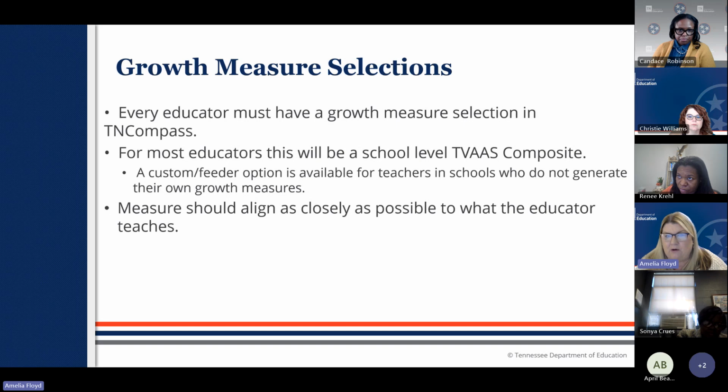For most educators, this will be a school-level TVAAS composite. A custom feeder option is available for teachers in schools who don't generate their own growth scores. However, most charters don't have that, unless you're in a larger charter. A custom feeder would be for a K-2 school, but within that same charter, there must be a 3-5 school that would generate TVAAS. If that happens, the K-2 school can use a custom feeder option, and that feeder option would come from the 3-5 school.